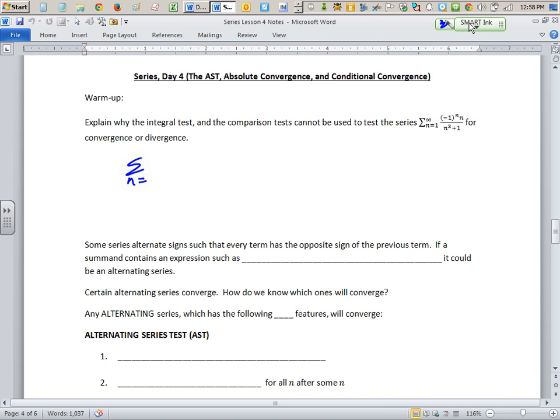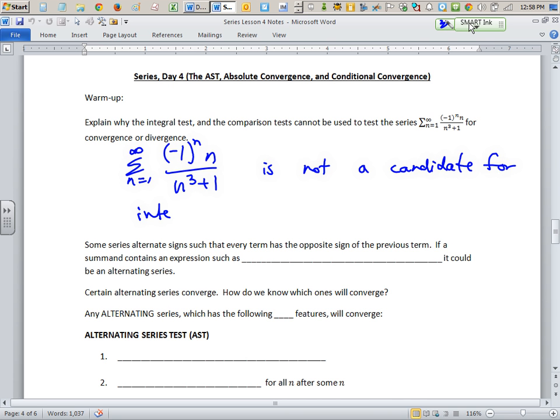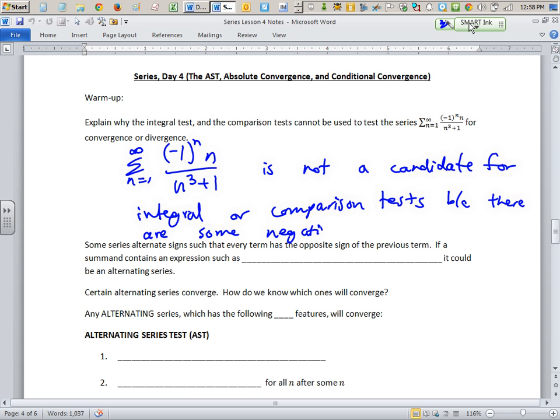Okay, so yeah, you cannot use... this is not a candidate for the integral test or the comparison test because of the negative terms that are involved. There are some negative terms. So this is just kind of, I'm trying to give you a problem that you can't solve so that you can see that we need more tests.